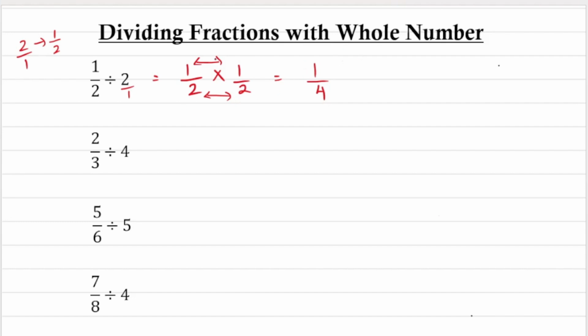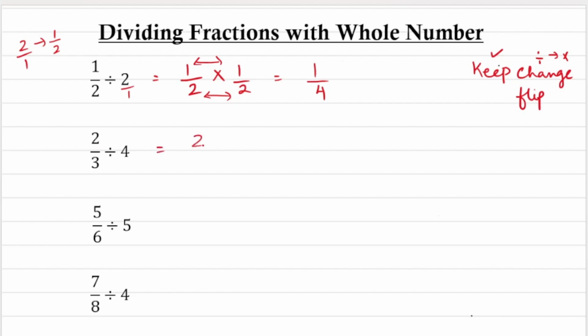Many students learn this rule by a simple thing called keep, change, flip. That means keep the first fraction as it is, change division to multiply, and flip the second fraction, and then you multiply them and you will get your answer. Let's do some more examples.